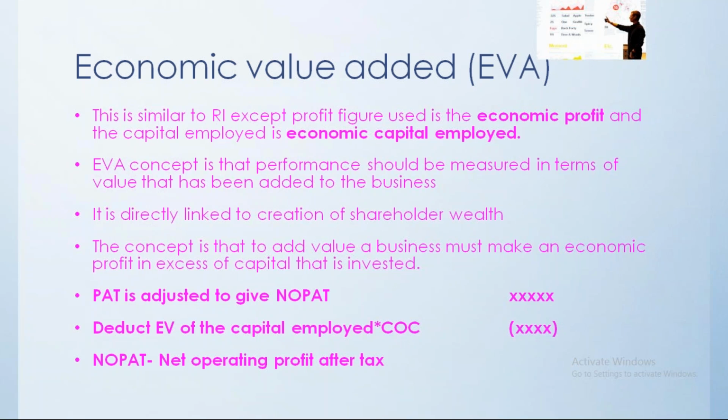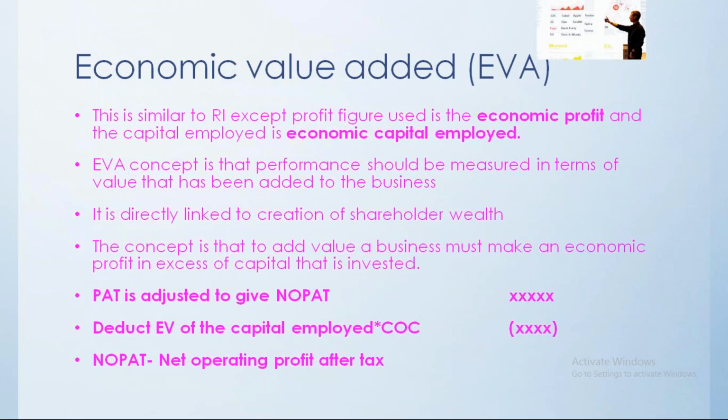We take the profit after tax and adjust it to give what we call net operating profit after tax. Right. Then deduct the economic value of the capital employed. So we don't take the book value of the assets like in the earlier case. We take the economic value of the asset.